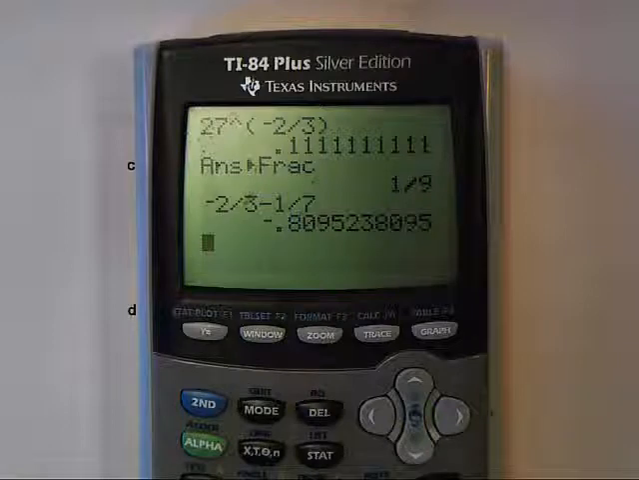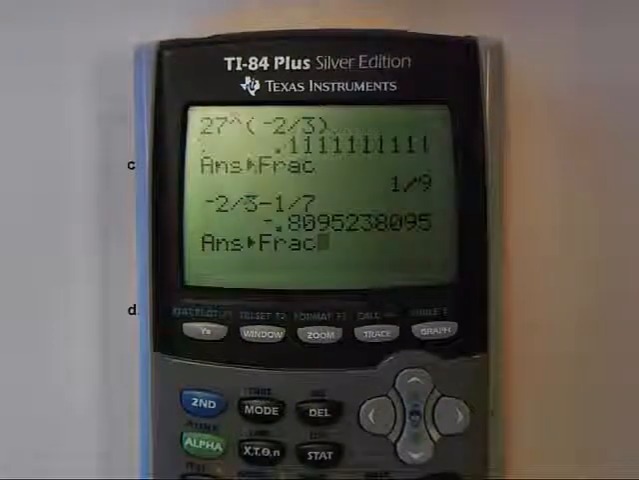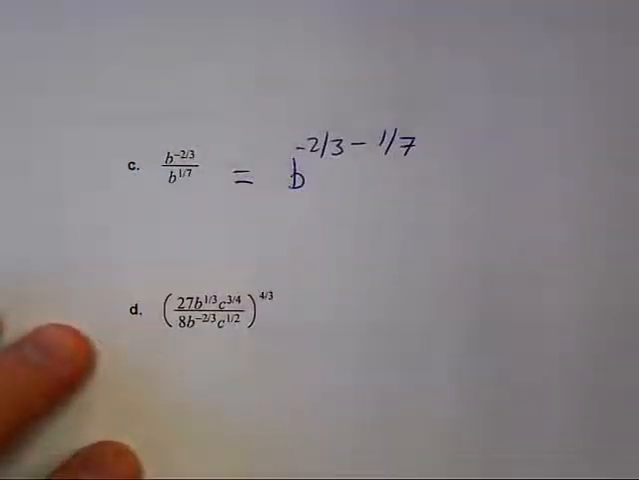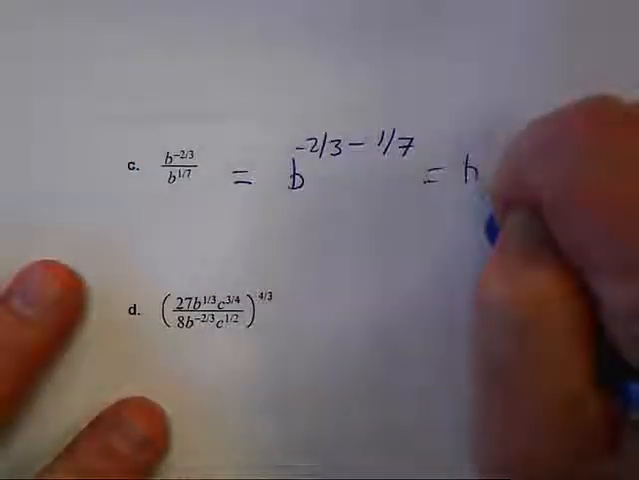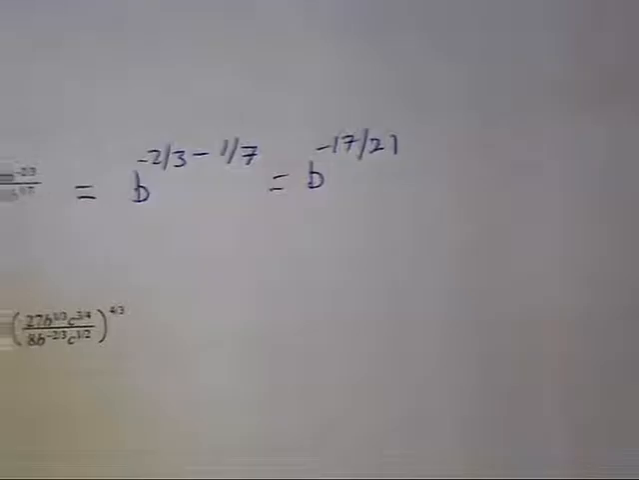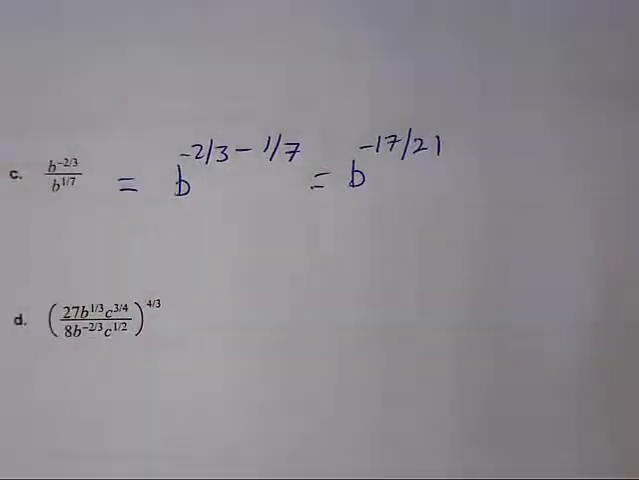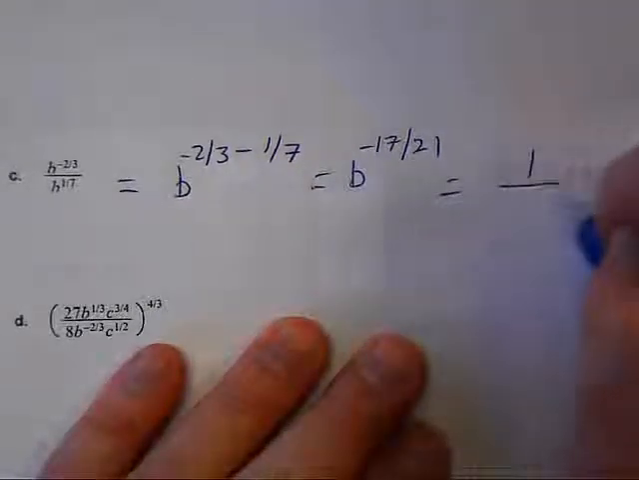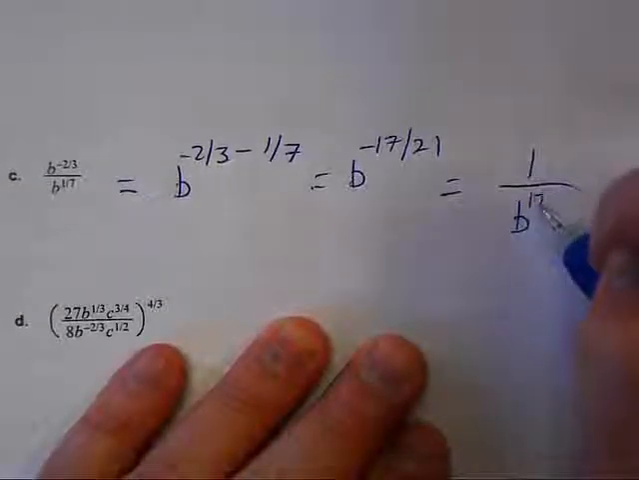Look at that ugly number. I don't know what that is. What my calculator does, it says it's negative 17 over 21. So that's B to the negative 17 over 21. But I'm not allowed to write my final answer that way. What would I do for my final answer? I've got to drop that to the bottom. The directions say I have to write my answer with positive exponents. So I drop that to the bottom: 1 over B to the 17 over 21.